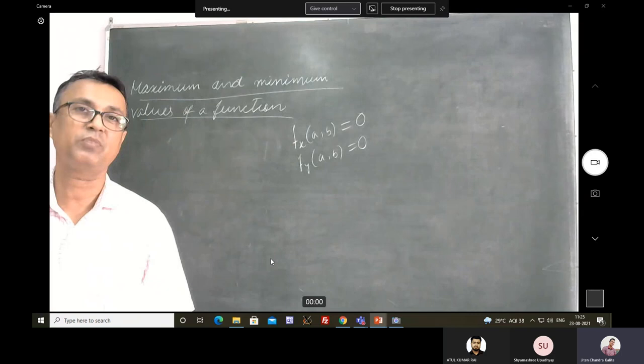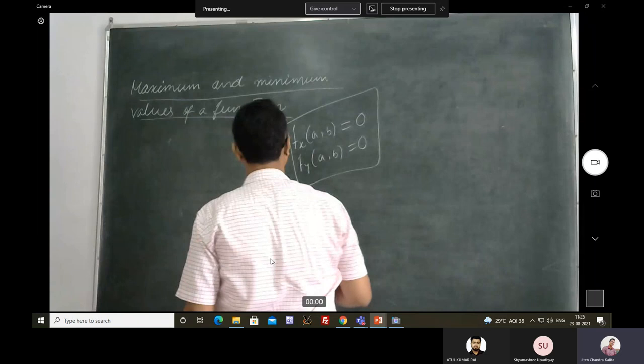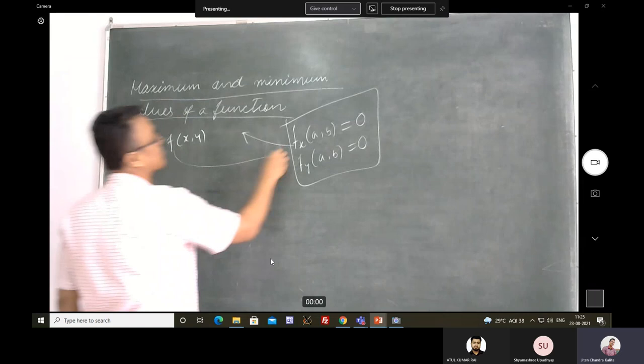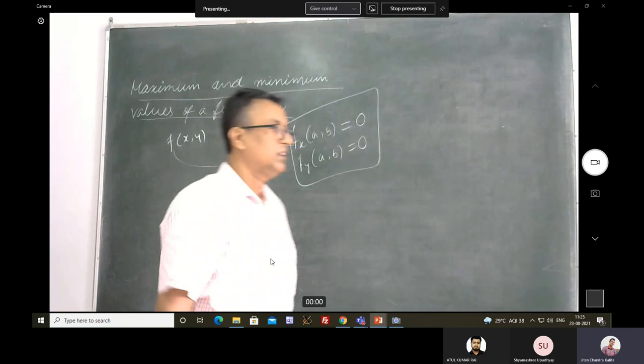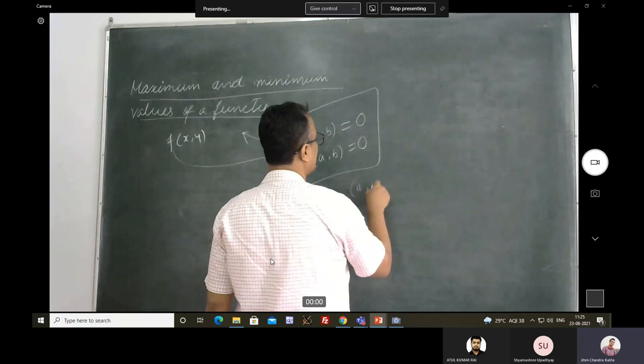Okay. So now, let us assume that the function f has a maximum or minimum at the point (a, b). Let us consider the tangent plane at the point (a, b). And let us assume that c equal to f of (a, b).